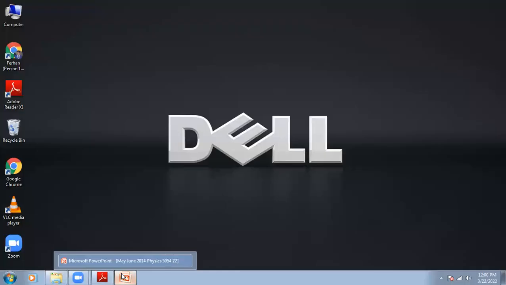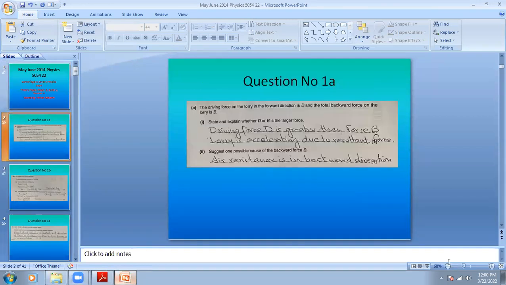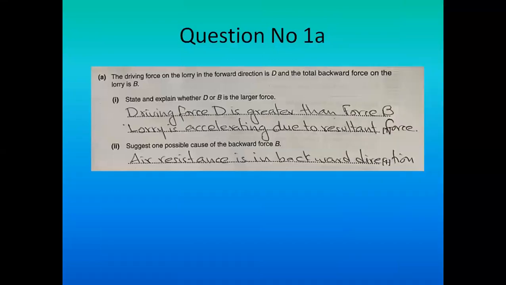Let me show you my answer. State and explain whether D or B is the larger force. The driving force D is greater than the force B. The lorry is accelerating due to the resultant force in the forward direction. So the forward force is the driving force, the backward force is the frictional force, and the lorry is accelerating, so it means that the forward force is more than the backward force.